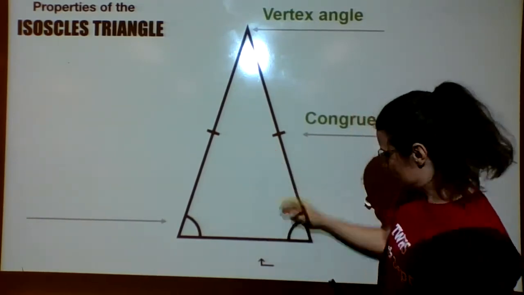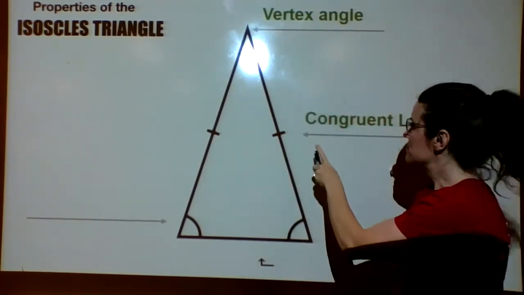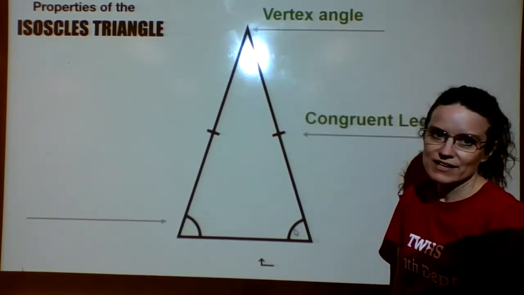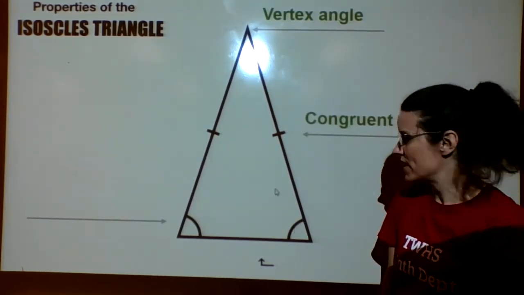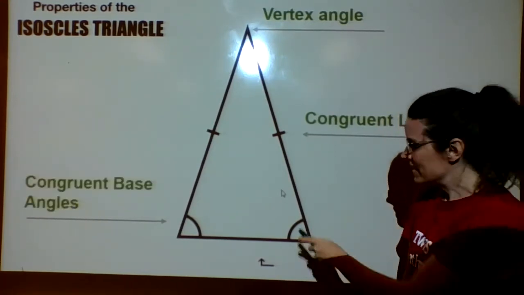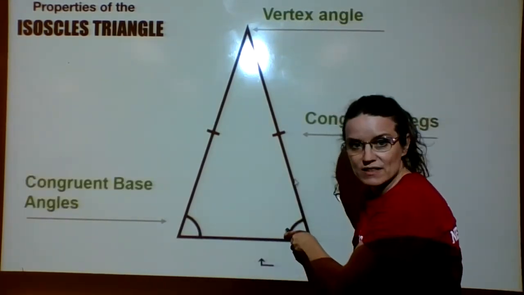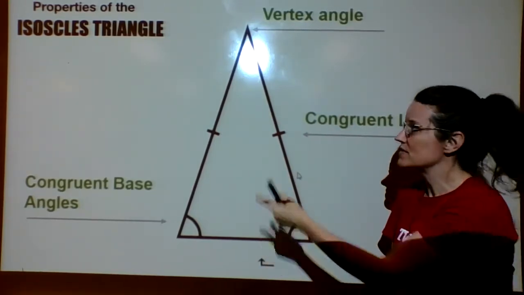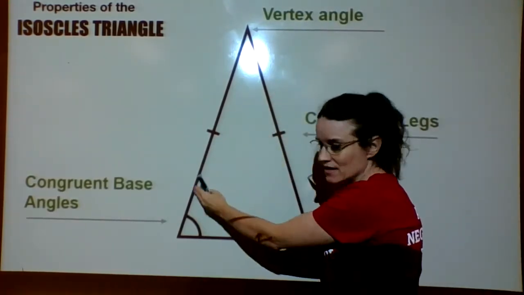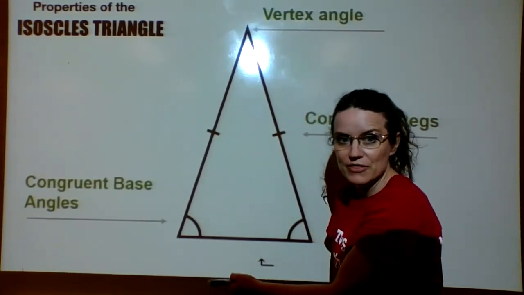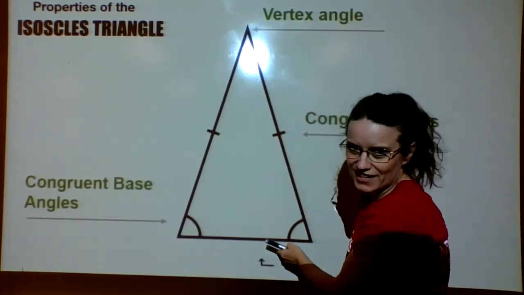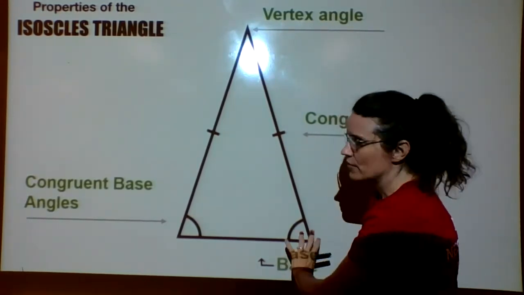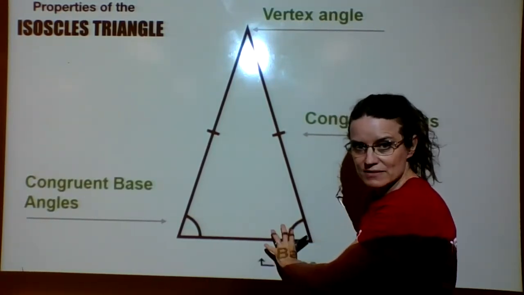So we've got our vertex angle in between our congruent legs. Unfortunately, we don't get to have anything called feet. That would just be way too fun. Instead, these angles that are congruent at the bottom are called your base angles. They're the base angles because if you were standing on the legs, they would be on the bottom at the base, which means guess what this side is called? Yep, it's the base.